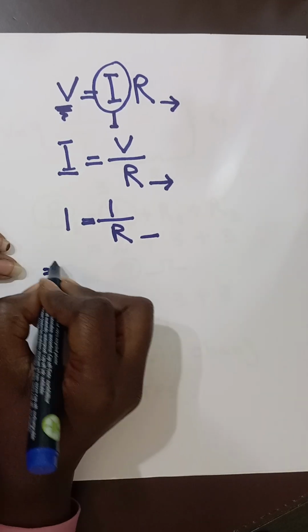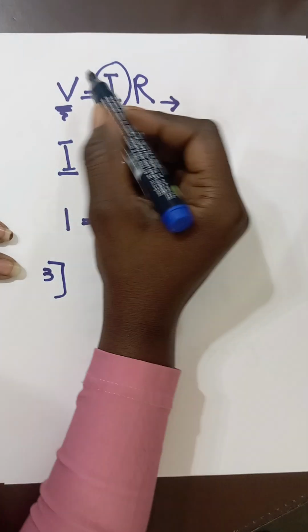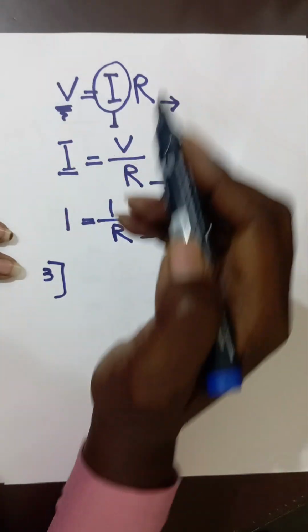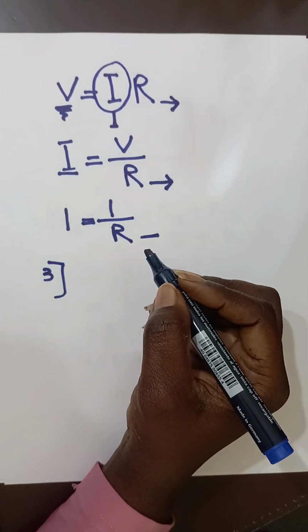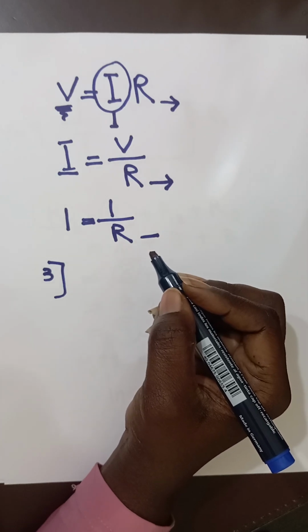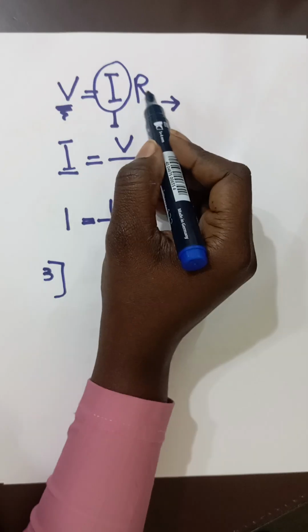Third, will there be any change in the battery voltage? Okay, what will happen to the battery voltage? The battery voltage is a property of the source and doesn't change with a change in the external resistance.